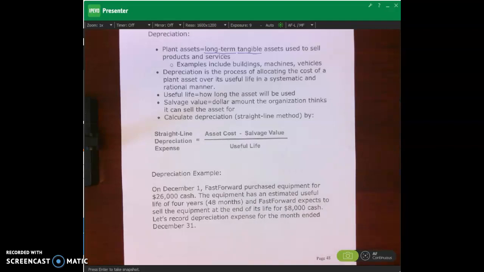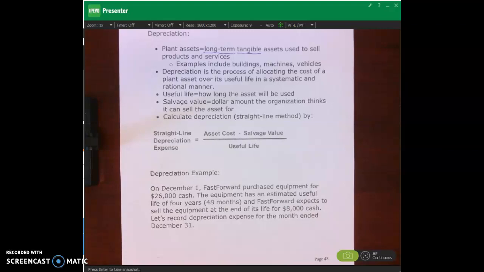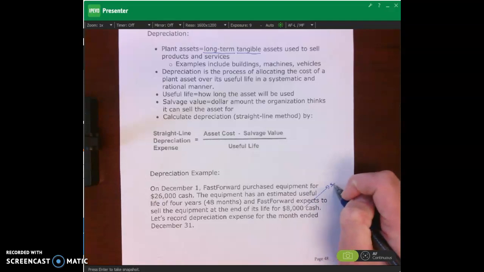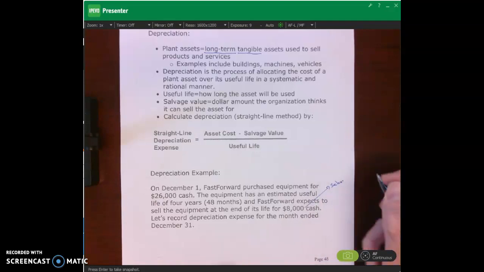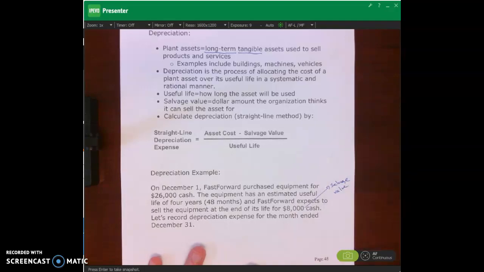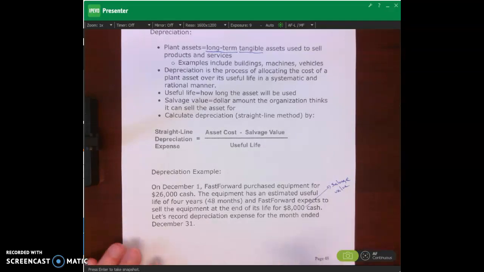On December 1st, Fast Forward purchases equipment for $26,000 cash. It has a useful life of 4 years, or 48 months. And Fast Forward expects to sell the equipment at the end of its life for $8,000 cash. That is the salvage value. Salvage value, $8,000.